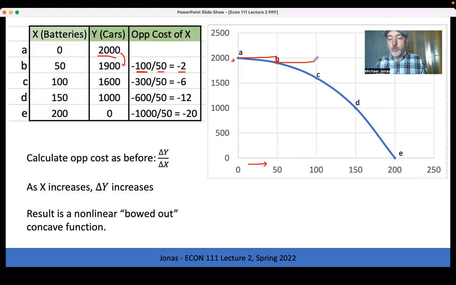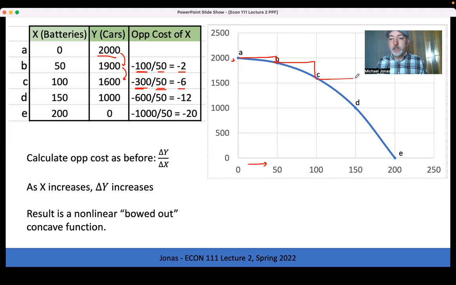And then moving one more increment over from point B to point C, the delta x is still the same of 50, but now we've lost 300 units of y. And why is that? Because the resources being transferred are assumed to be more useful in the y sector. We've taken the best x resources already. The next installment is going to be a little bit more costly. So that ratio, the delta y of negative 300 to 50, is 6 units of y for every x produced, and so on and so forth.